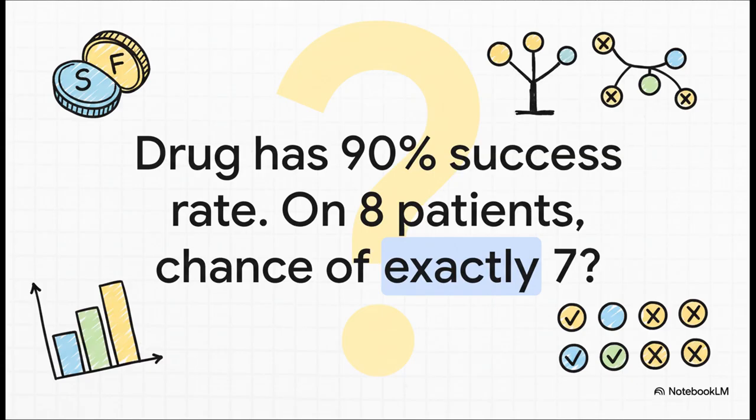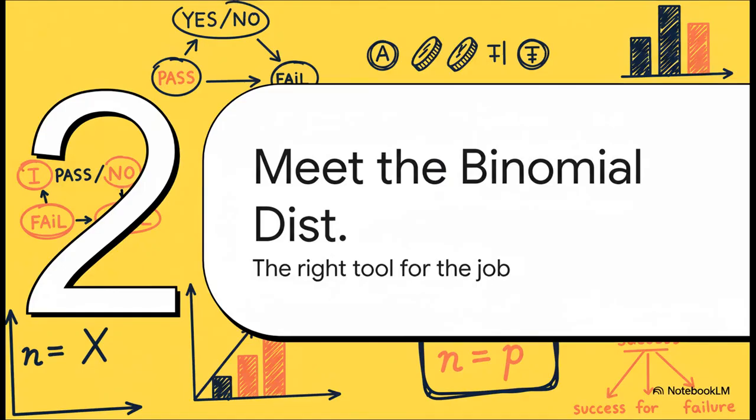Now, this isn't a trick question, right? It's a real probability puzzle that pops up all the time. In science, in business, you name it. So how do we find that precise answer? To solve puzzles just like that one, you need the right tool for the job. And in this case, that tool is the binomial distribution.